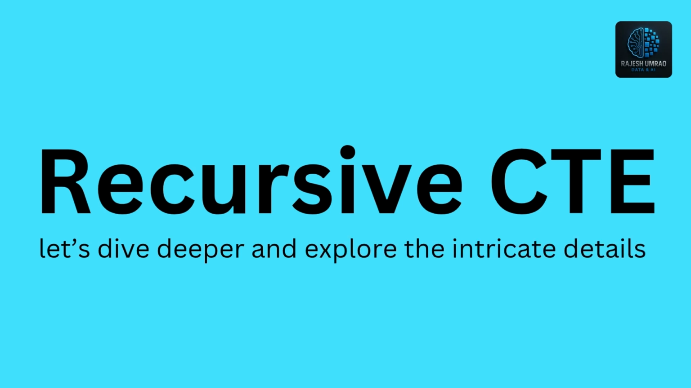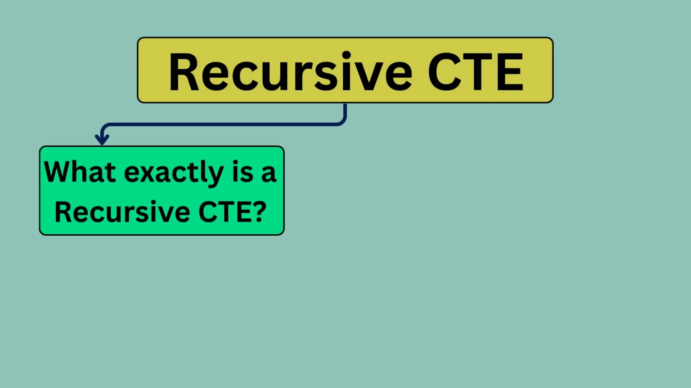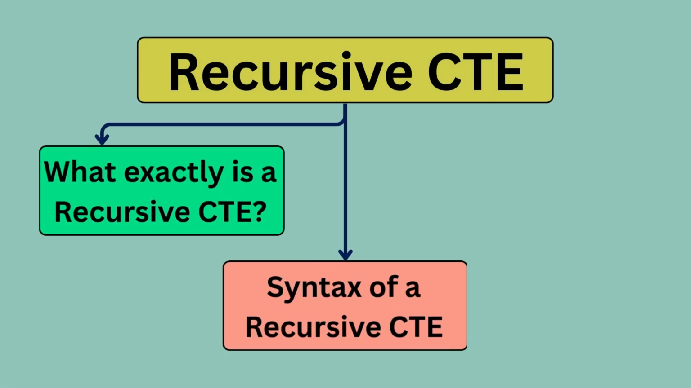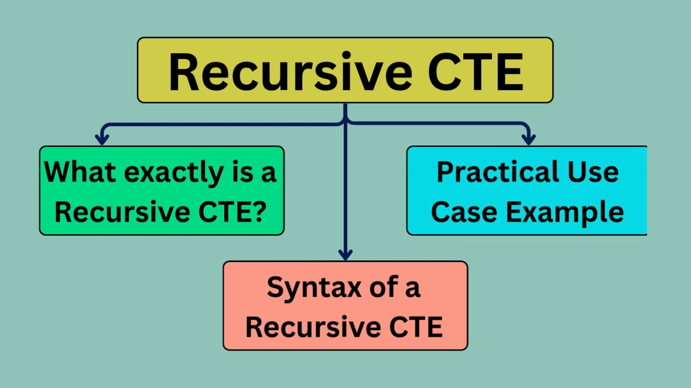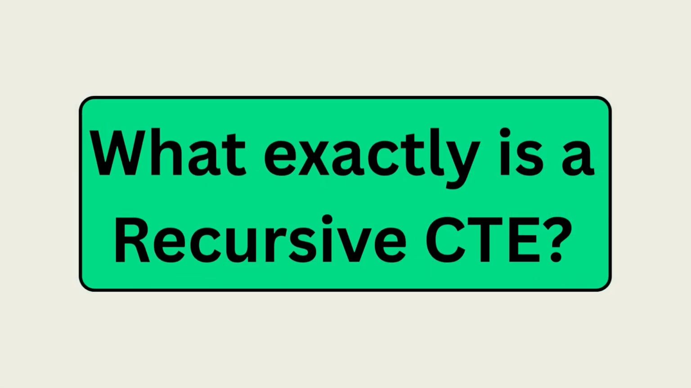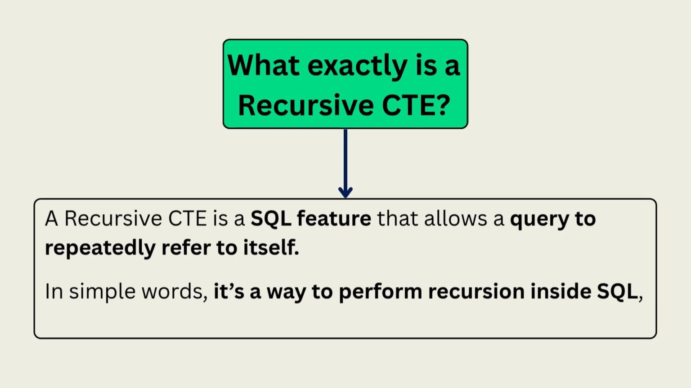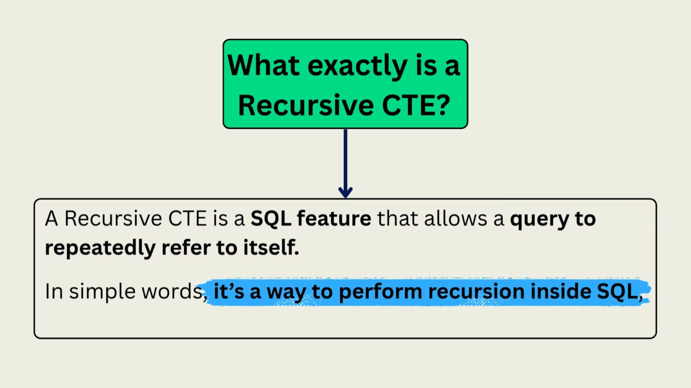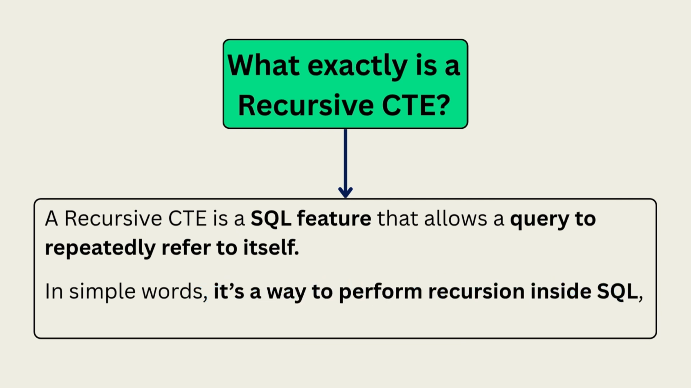So let's dive deeper and explore the intricate details in a structured way, which I will be covering under three simple sections. That is, what exactly is a recursive CTE, the syntax of recursive CTE, and then a practical use case example of recursive CTE. So first things first, what exactly is a recursive CTE? A recursive CTE is a SQL feature that allows a query to repeatedly refer to itself. In simple words, it's a way to perform recursion within SQL. I hope this definition makes sense to you, especially since we have already seen a quick example just before this.